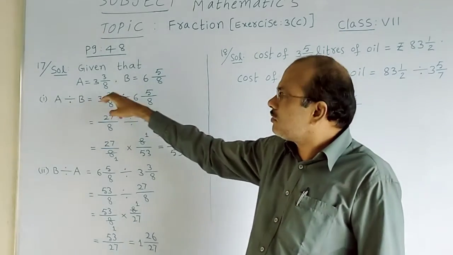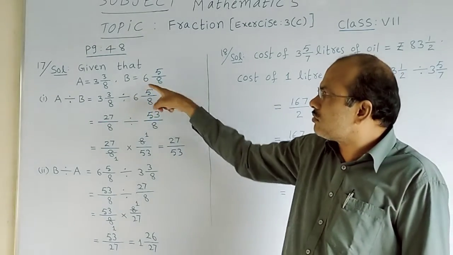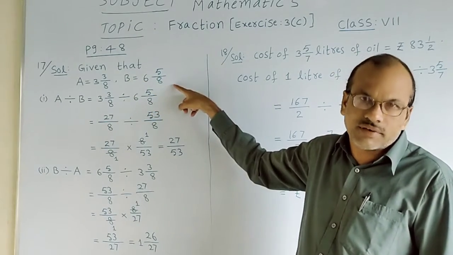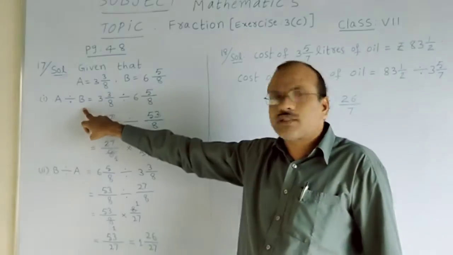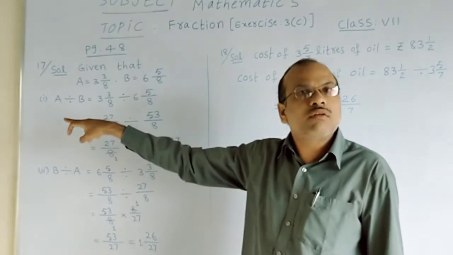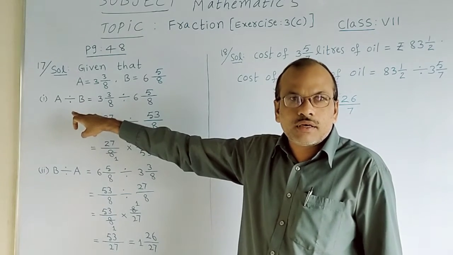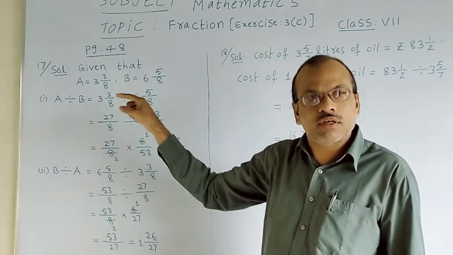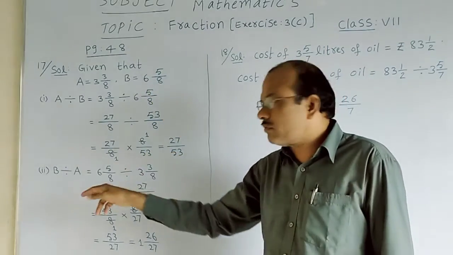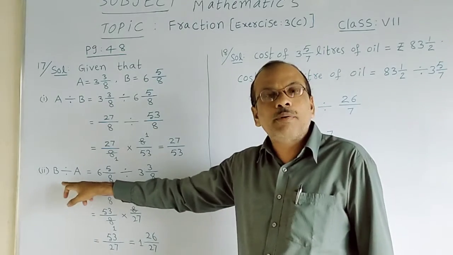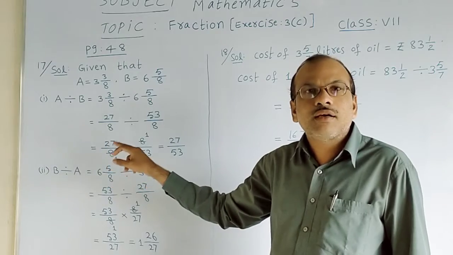Here A is equal to 3 by 8 is given. B is equal to 6 5 by 8 is given. A value and B value they have given. In the first bit of the 17th question, they said A divided by B. We have to find out A value divided by B value. After finding that, we have to find B divided by A, that is B value divided by A value.